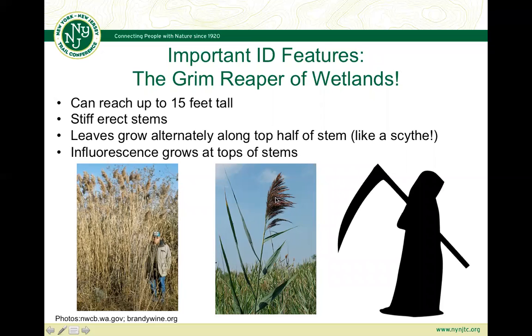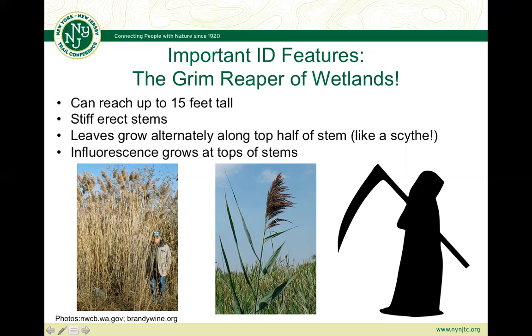So, it is common reed. It can reach up to 15 feet tall. It's easily identifiable by its stiff, erect stems that grow straight up. Its leaves, as you can see in this picture here, grow alternately along the top half of the stem.